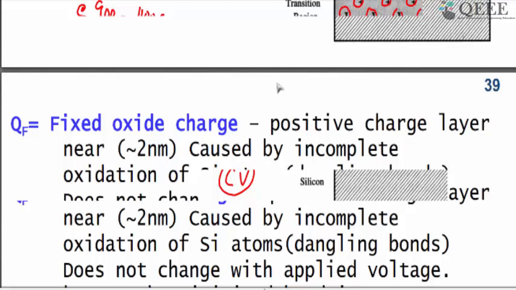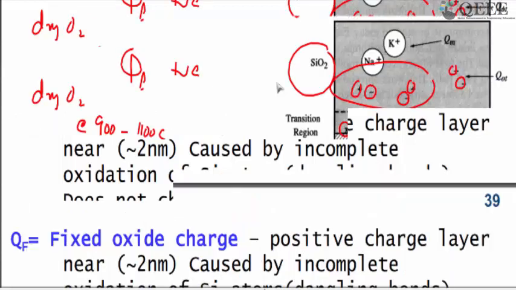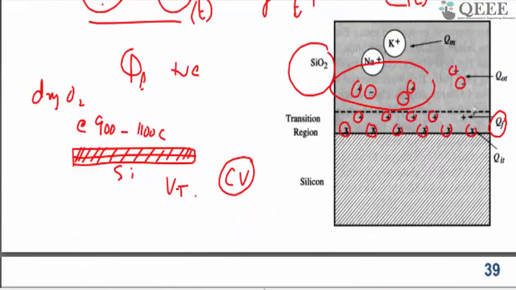Now let us take one particular case. So you can see there is one quantity here. This is something known as the mobile charges. It comes from the presence of alkali ions, the sodium or potassium. If they are present, they will contribute to mobile charges. And if there are any oxide trap charges, that will contribute to QOT.